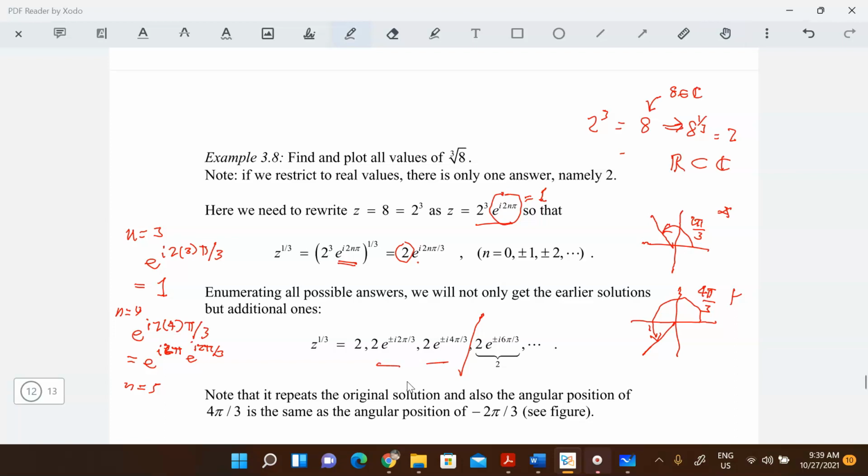And if I want to convert to Cartesian form, for 2 pi over 3, cos 120 degrees is what? Anyone? It will be 2 times a half plus i root 3 over 2.